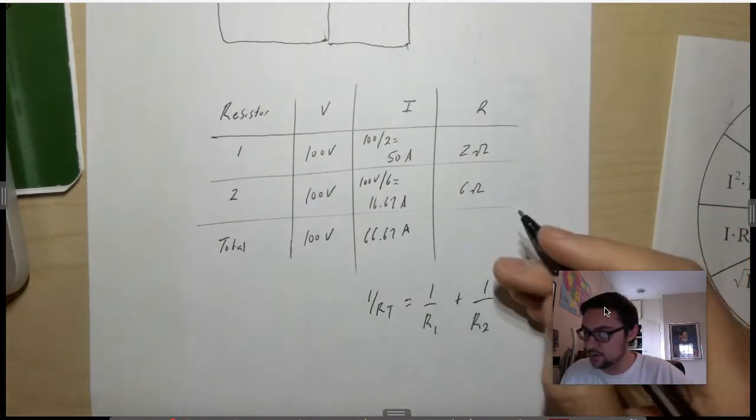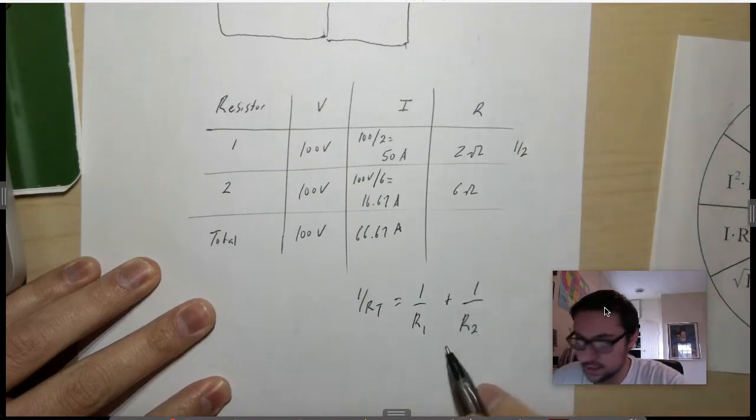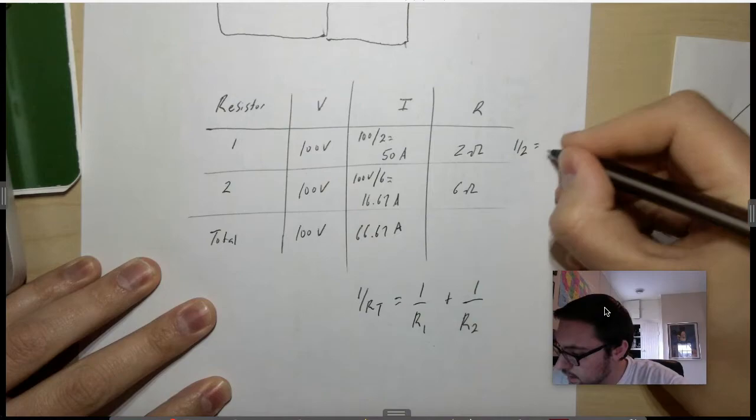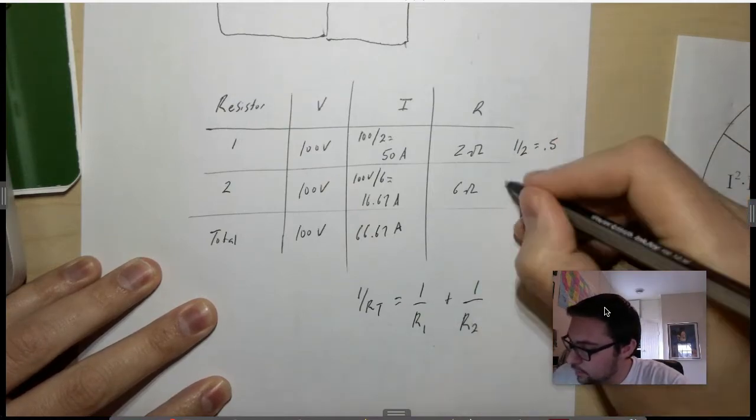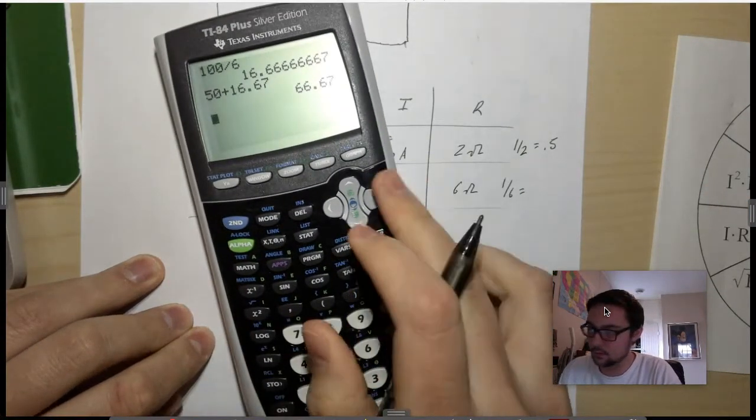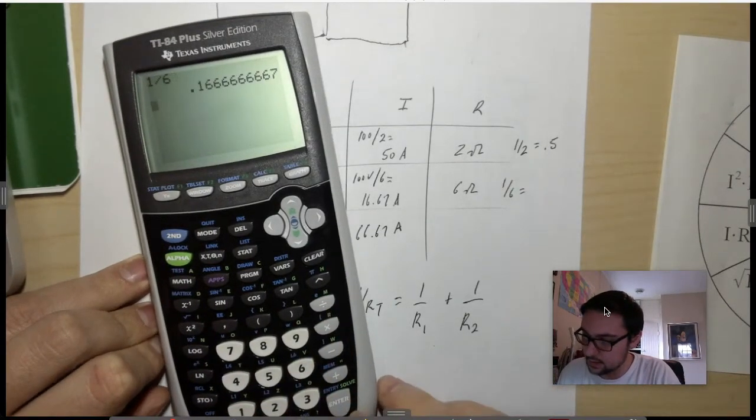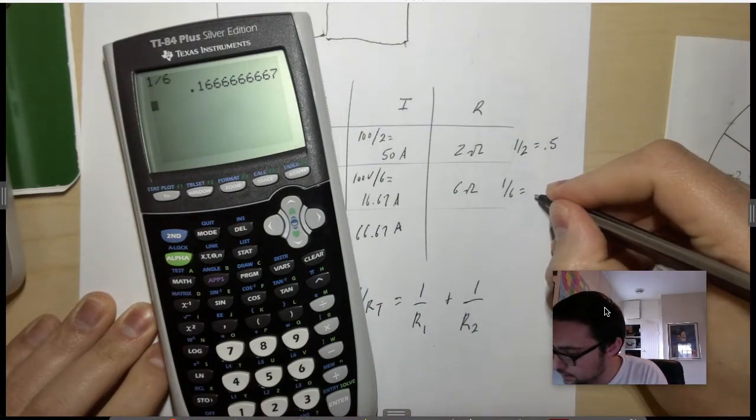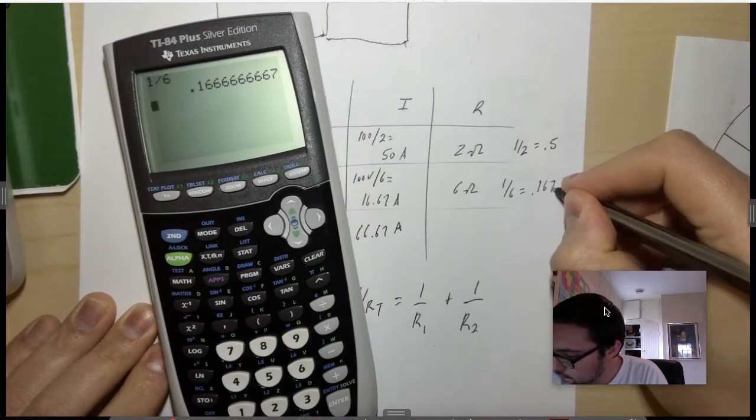What I have to do is I have to do 1 over 2, just like the formula shows, which gives me 0.5, and then 1 over 6, which is going to give me, we do it on the calculator, 1 divided by 6 to give me 0.166 repeating. So I'm going to go ahead and round that to 0.167.